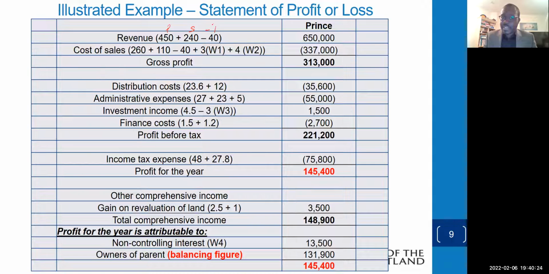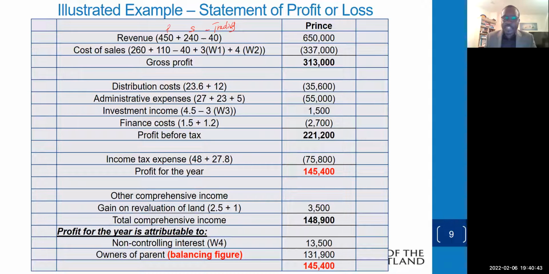The intragroup trading element: the entire amount, 40, must be knocked off, because when the subsidiary sold to the parent, it recognized it as revenue. So everything must be knocked off. The corresponding amount goes to the cost of sales. So subtract it from the revenue, and subtract it from the cost of sales.